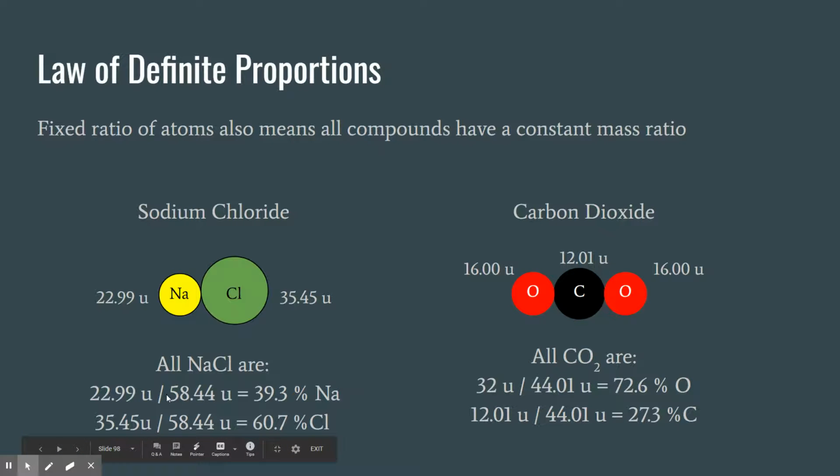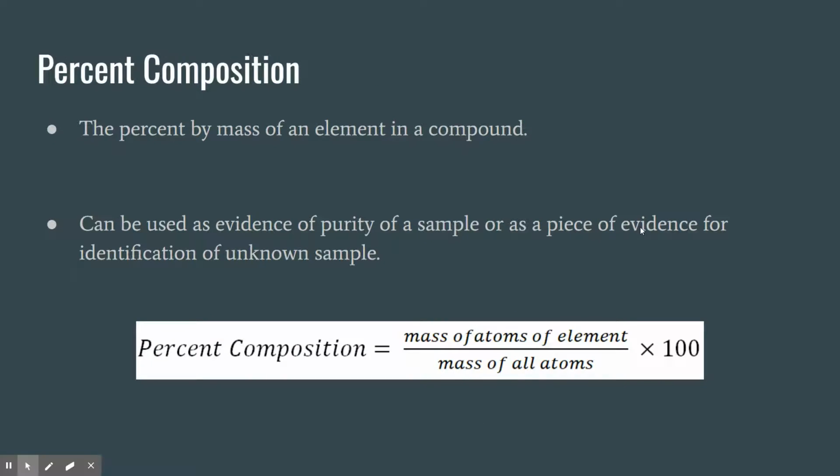And I'm going to do this by taking the part that is sodium, comparing it to the total. It's actually going to give me a percent. I can do that for carbon dioxide as well and describe all of these things in terms of mass. And this is the idea of percent composition, the percent by mass of an element in a compound.